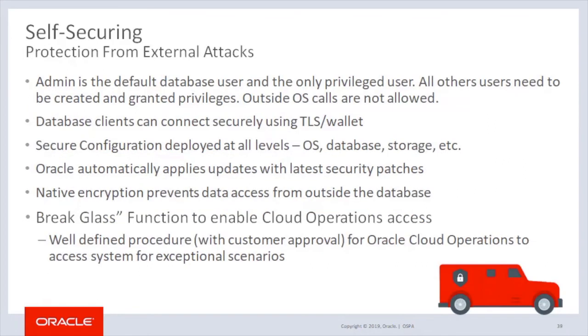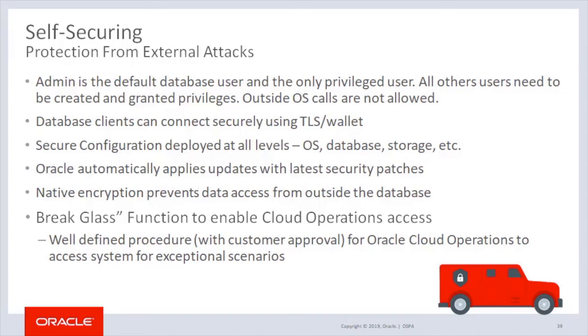In Autonomous Database, no logins are allowed to the OS, no root or sysdba logins are allowed. The only allowed logins are as admin, privileged default Autonomous Database user, or regular database user. No callouts to the OS are allowed from Autonomous Database. This prevents installing or modifying any software on the system. Database clients can connect securely using a TLS wallet.